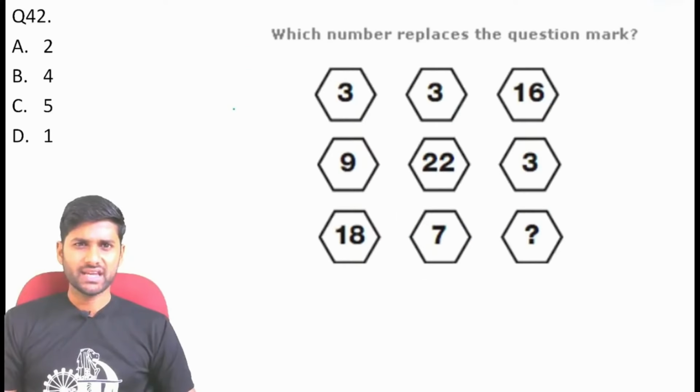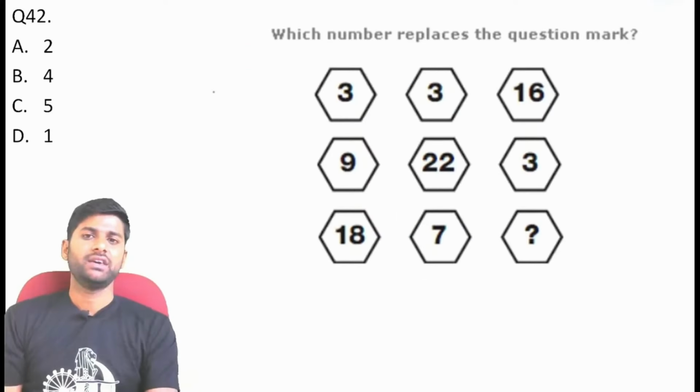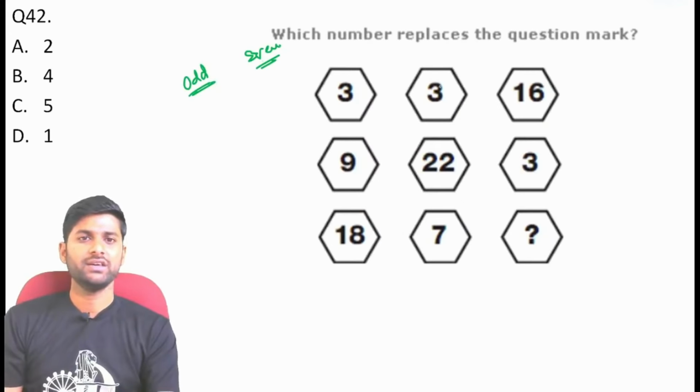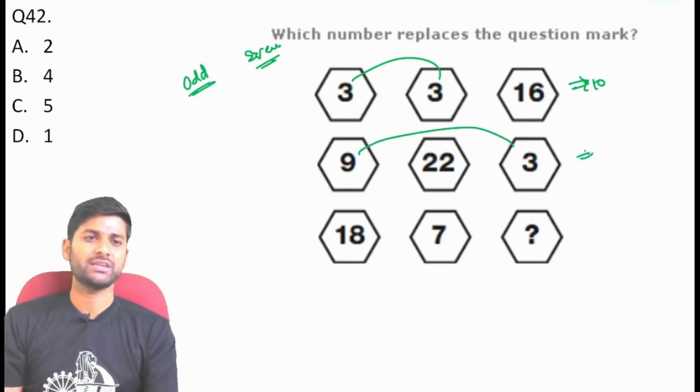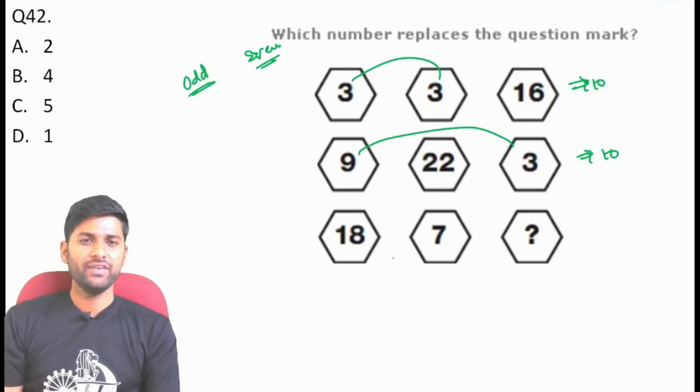3, 3, 16, 9, 12, 3, 18, 7. Here, the difference between the odd numbers and even numbers is equal for all the rows. Now see, odd numbers, 3 plus 3 is equal to 6, 16 minus 6, the resultant becomes 10. Again, 9 plus 3 is equal to 12, 12 minus 2, the resultant becomes 10. Whatever we replace here, we want the resultant to become 10.